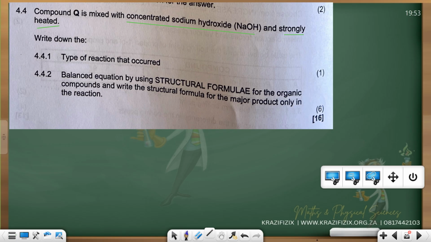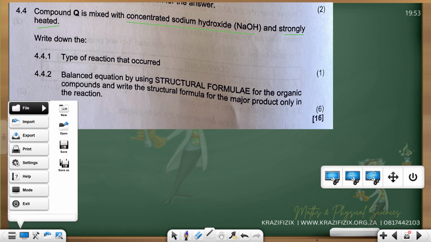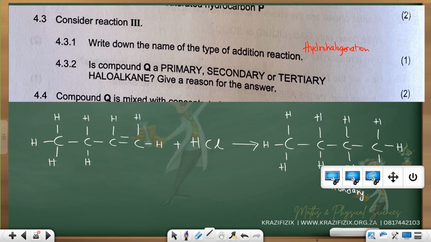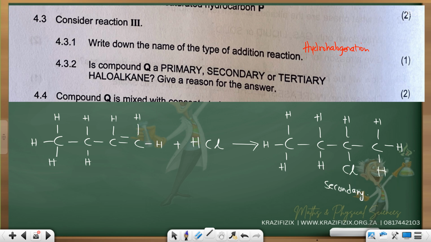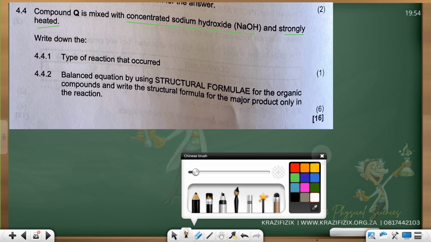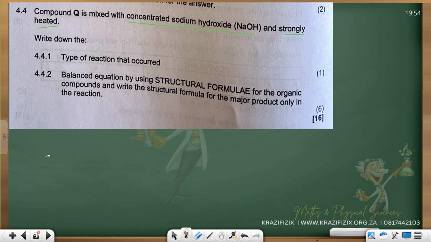Balanced equation. Come, let's see. And we are done. Which compound Q? Where's compound Q again? I don't remember what Q is. Oh, we did Q, right? That's Q. 2-chloro-butane. All right, come. Can you please answer this for me? I want to see what you guys are going to answer. You have 1 minute. 2-chloro-butane. I want you to write the end product.